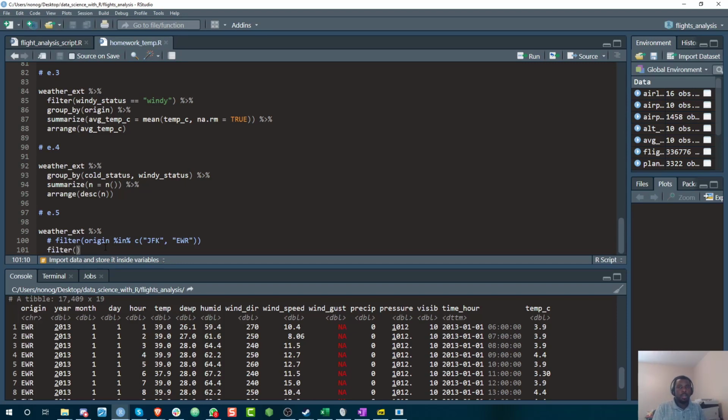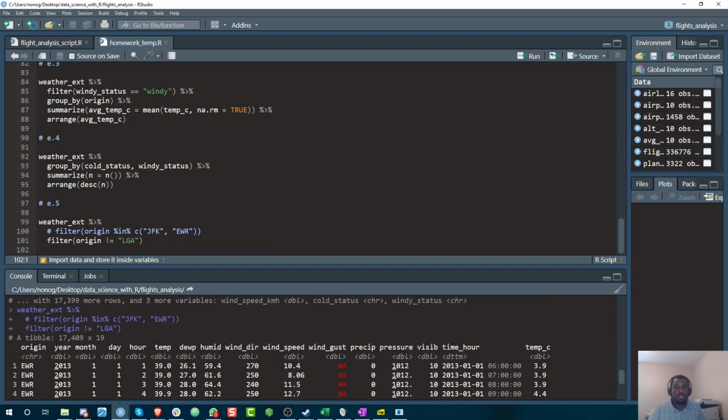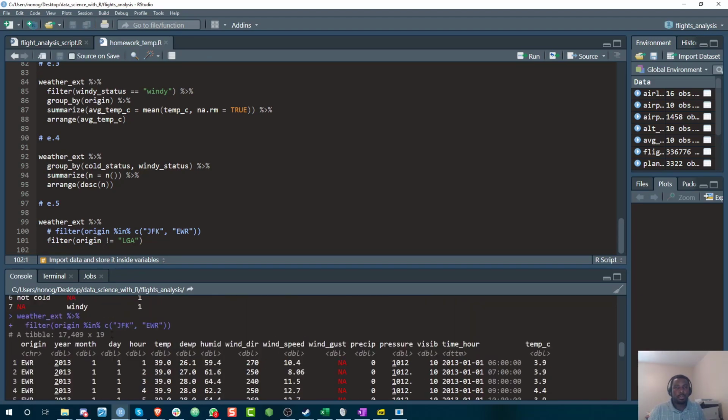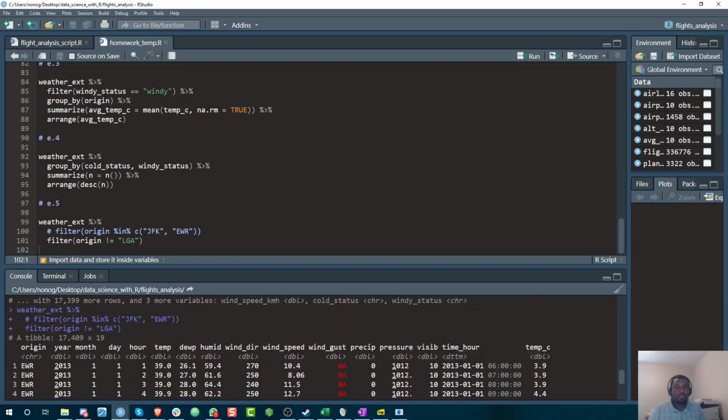Filter origin, because we know that there are three, and there's one of them that you don't want, right? So you can write it like this: different from LaGuardia. Okay, and if you do this, you're going to get exactly the same result. I mean, previously we had 17,409, and here you have the same 17,409. Okay, so you do whatever you feel like doing.